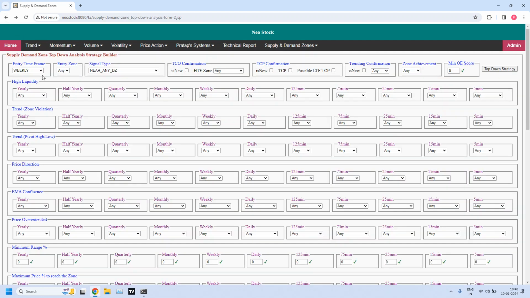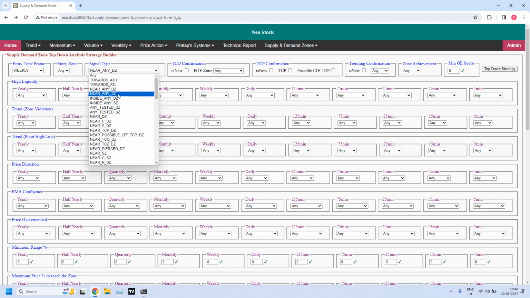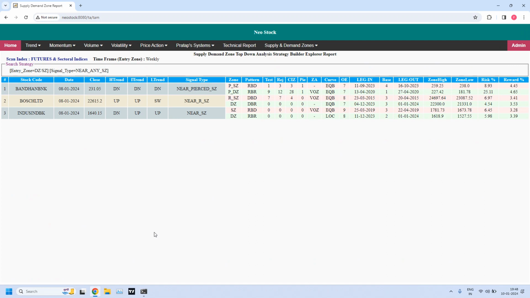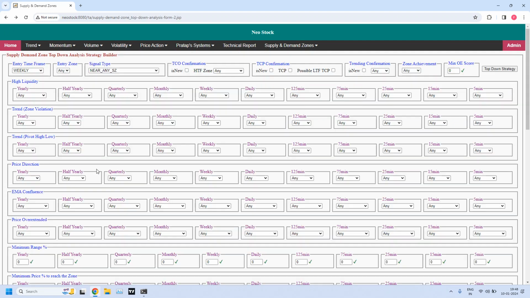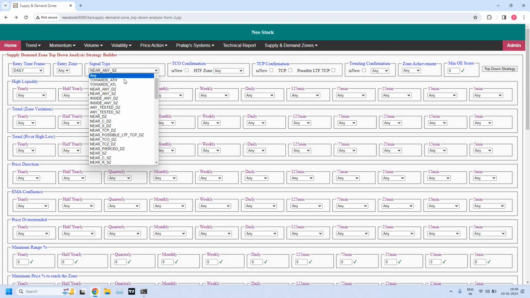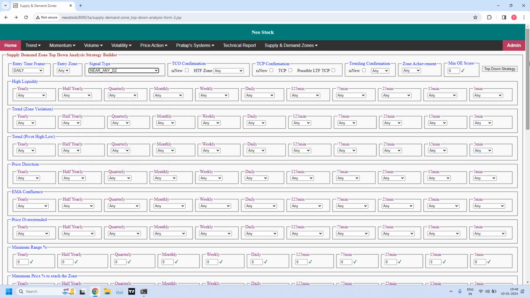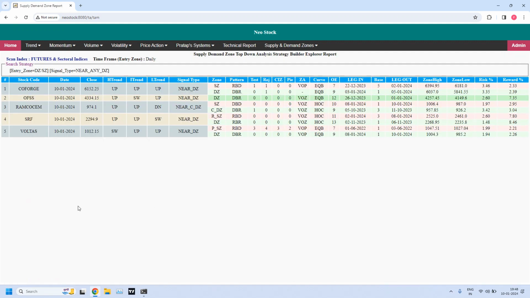So let's go back. For entry time frame weekly, let us find the stocks near weekly supply zone. So 3 stocks are identified. So let's go back. Let us change the time frame to daily. Let us find the stocks near daily demand zone. So 5 stocks are filtered.